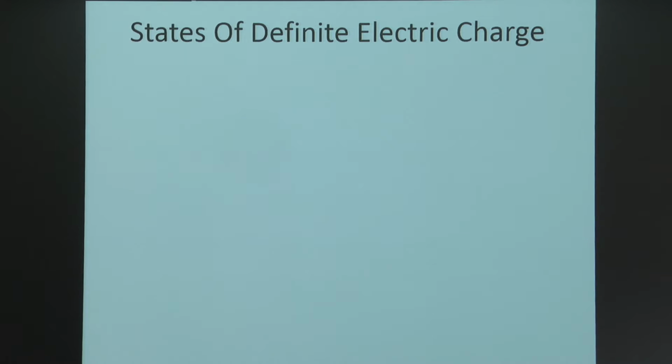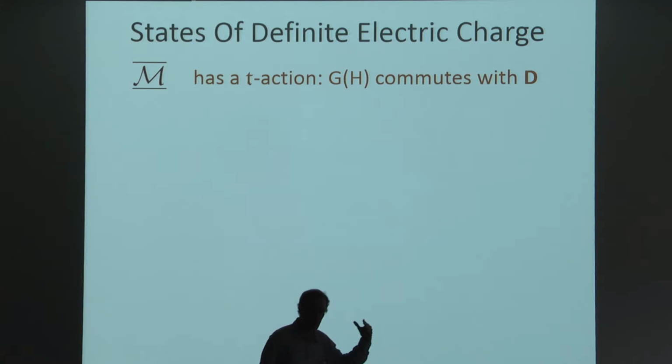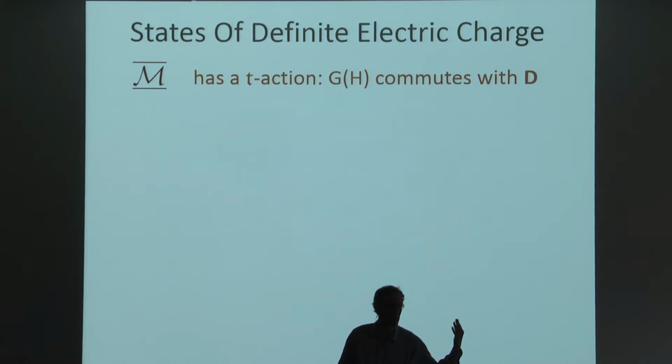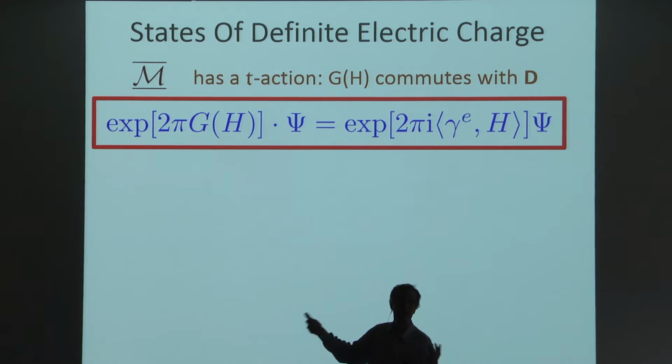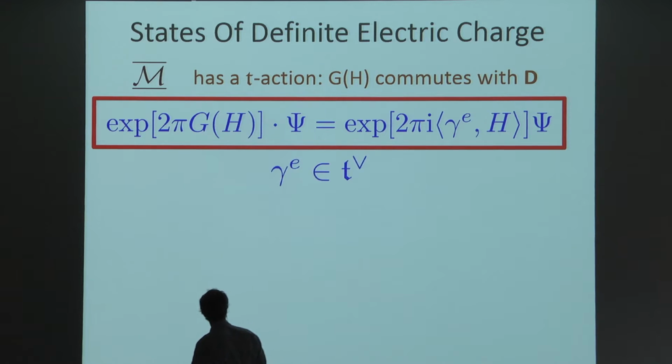Let's begin with the framed BPS states, and let's begin that discussion by talking about the electric charge. So the singular monopole moduli space has an action of global gauge transformations. And these Killing vector fields G of H, they commute with the Dirac operator. So we can simultaneously diagonalize them. So on the kernel of the Dirac operator, we can diagonalize G of H, or better to think of it as the isometries given by exponentiating G of H. And what are the eigenvalues? The eigenvalues are just the electric charges which live in the dual of the Cartan.